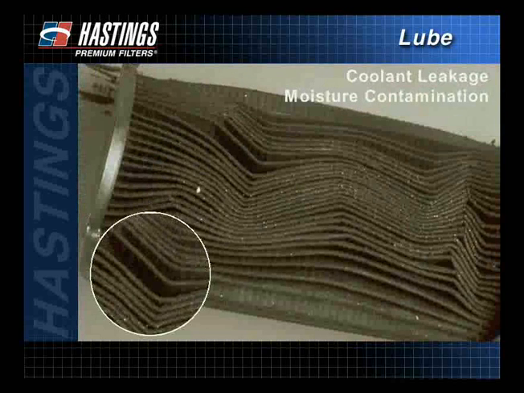Coolant leakage or moisture contamination will cause wavy pleats in the media and deterioration of the wrap. It may also cause a sticky, shiny, tightly held sludge on the filter media. A deteriorated outer wrap is another sign of moisture.